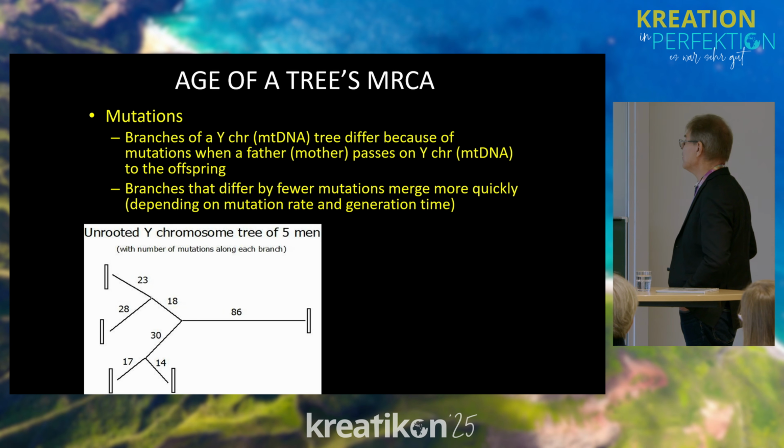Here are 5 men alive today. 23 mutations are unique to this man, 28 to this man. 18 are located in these 2 chromosomes, but not in the others. Continuing in this way, you can build this tree. That's the principle for how to do it.